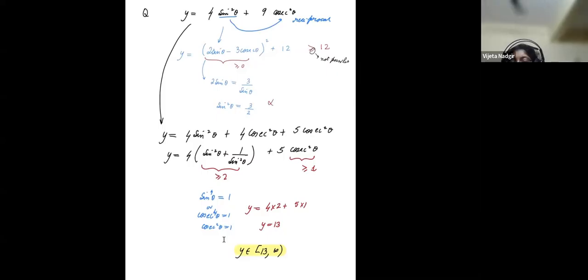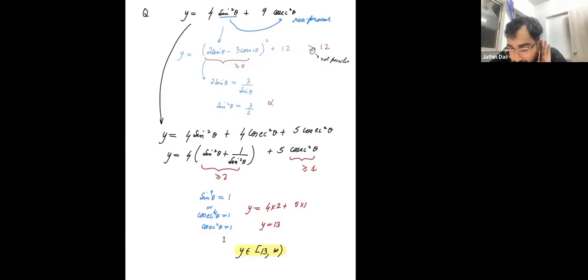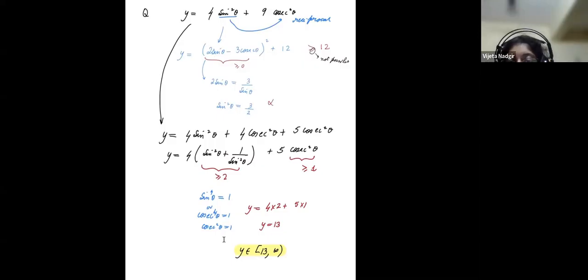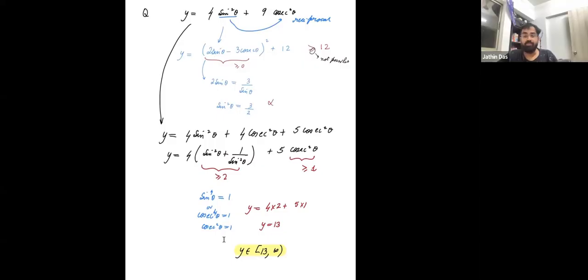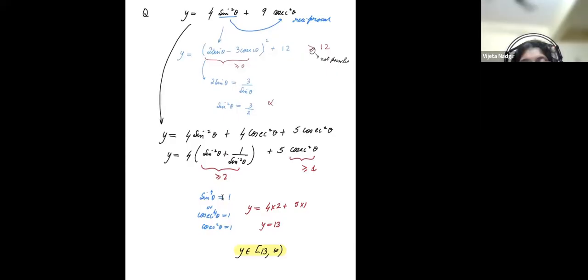I don't have to write that first part, right? No, you have to write the first part also. You have to show that checking is also important. Okay.